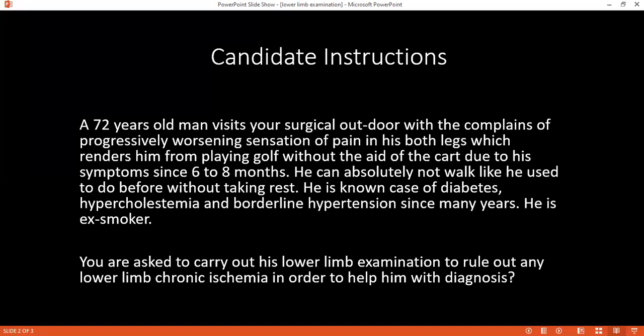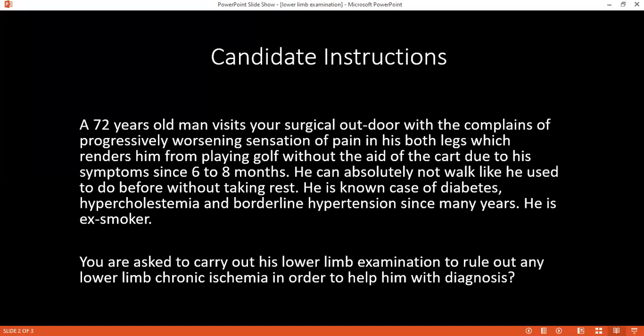So what are your provisional and differential diagnoses for this patient? Yes, my provisional diagnosis is atherosclerotic lower limb vascular disease. Or diabetic peripheral vascular disease. How would you plan to manage this patient?